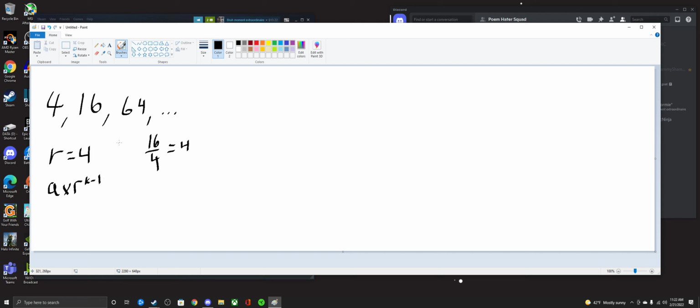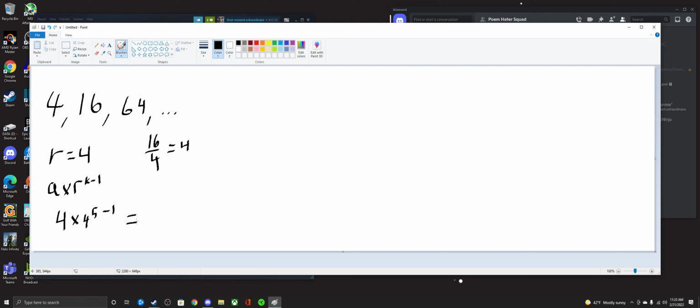So let's say we're looking for the fifth term of this particular sequence. We know the ratio, that's 4, and we know the first term, that's also 4, so we can do 4 times 4 to the power of, since we're looking for the fifth term, 5 minus 1. And this right here should give you your equation.